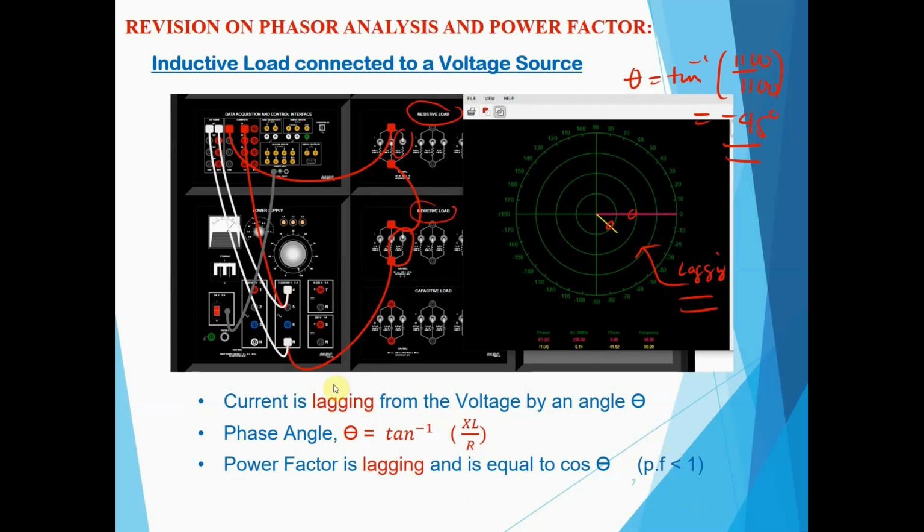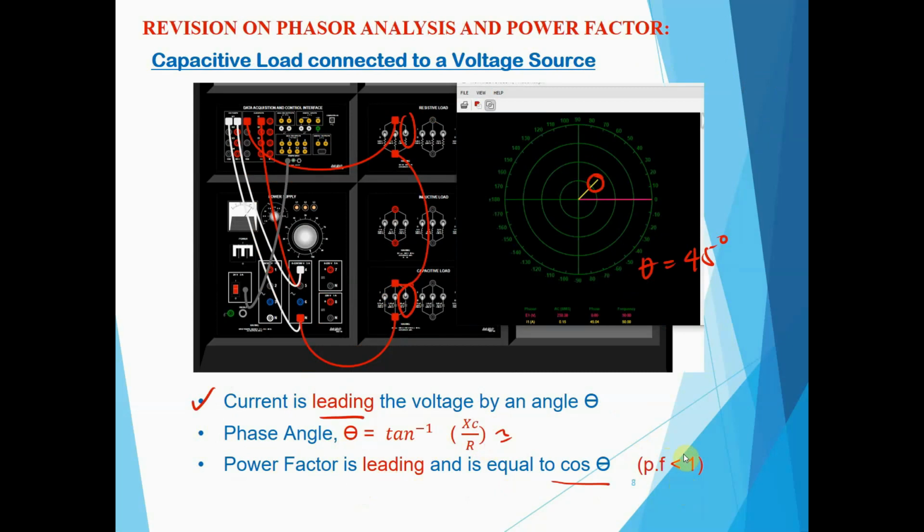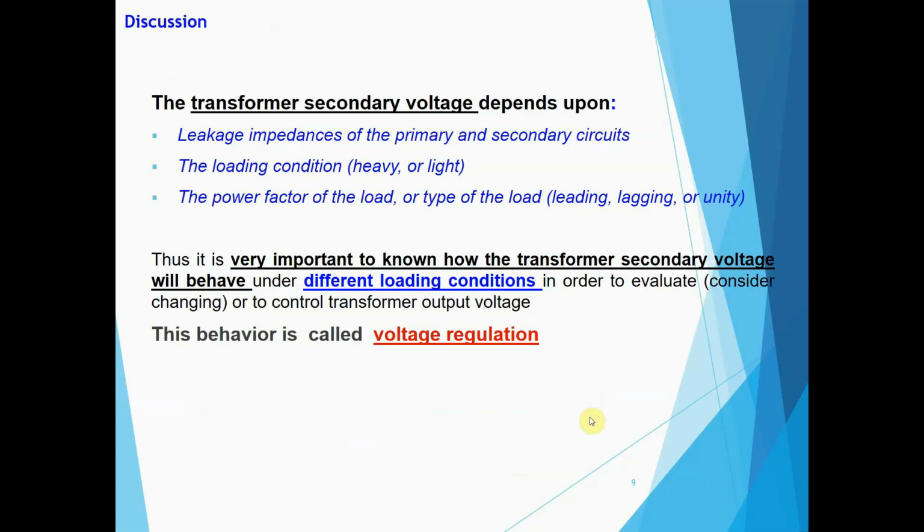And for the inductive load, again, current is lagging. Theta is arctangent of XL over R, and the power factor is lagging. It's also less than 1. Okay? Now, these things you need to remember when we discuss later on how we analyze the voltage regulation, because the load will affect the voltage regulation of the transformer. So we have to remember the characteristic and behavior of the load. Now, let's go to the next slide.